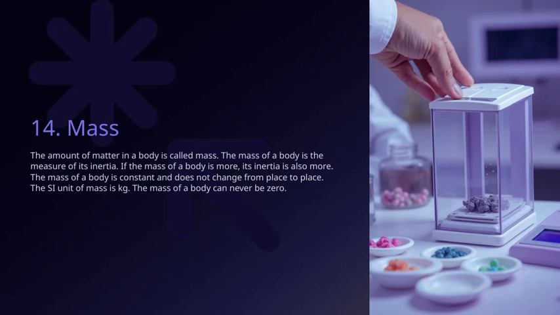Let's talk about mass. Mass is essentially the amount of matter that makes up a body. It's a fundamental property because it tells us how much stuff is inside. Now, this mass is directly related to inertia, which is the resistance an object has to changes in its motion. So the more mass an object has, the more inertia it possesses, meaning it's harder to start moving or stop moving. One important point to remember is that mass is constant. It doesn't change depending on where the object is. Whether you're on Earth or somewhere else in the universe, the mass remains the same.